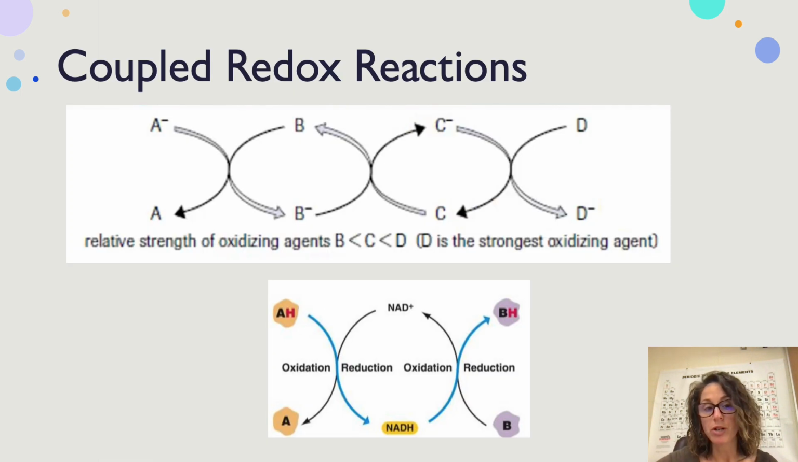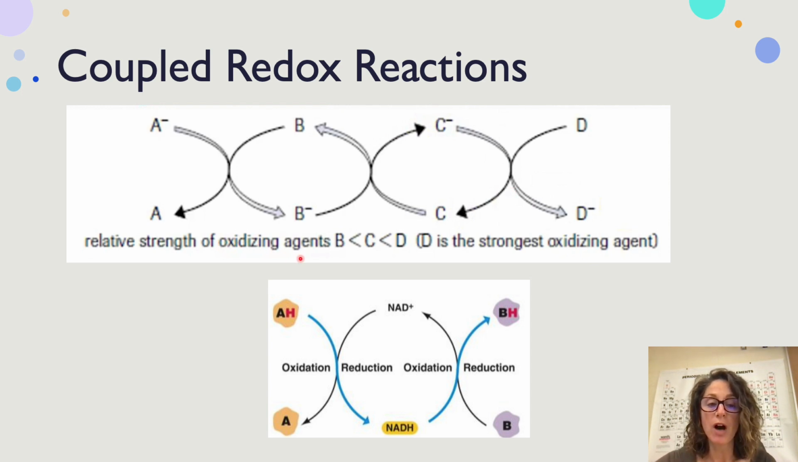Often redox reactions are coupled, and we see this again coming up in this unit. So for example, molecule A is going to give an electron to B, so A is being oxidized, whereas B is being reduced. It's gained that electron. B then gives the electron to C, so B is then oxidized, and C is being reduced. And finally, C gives its electron to D, where D is now reduced, and C has been oxidized.